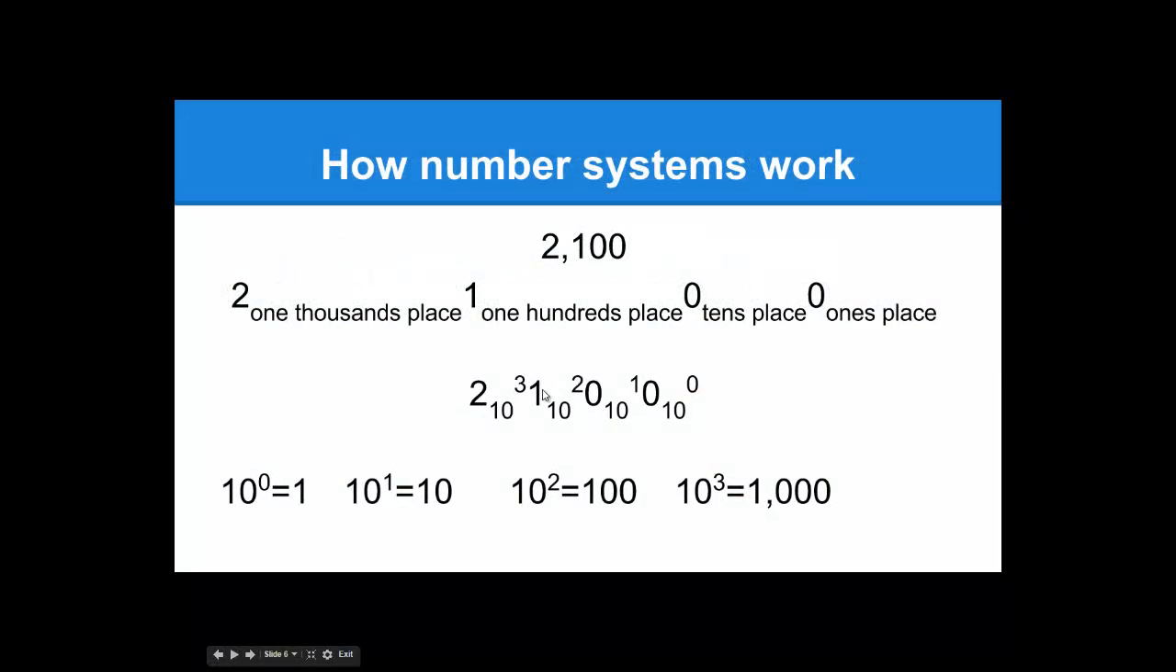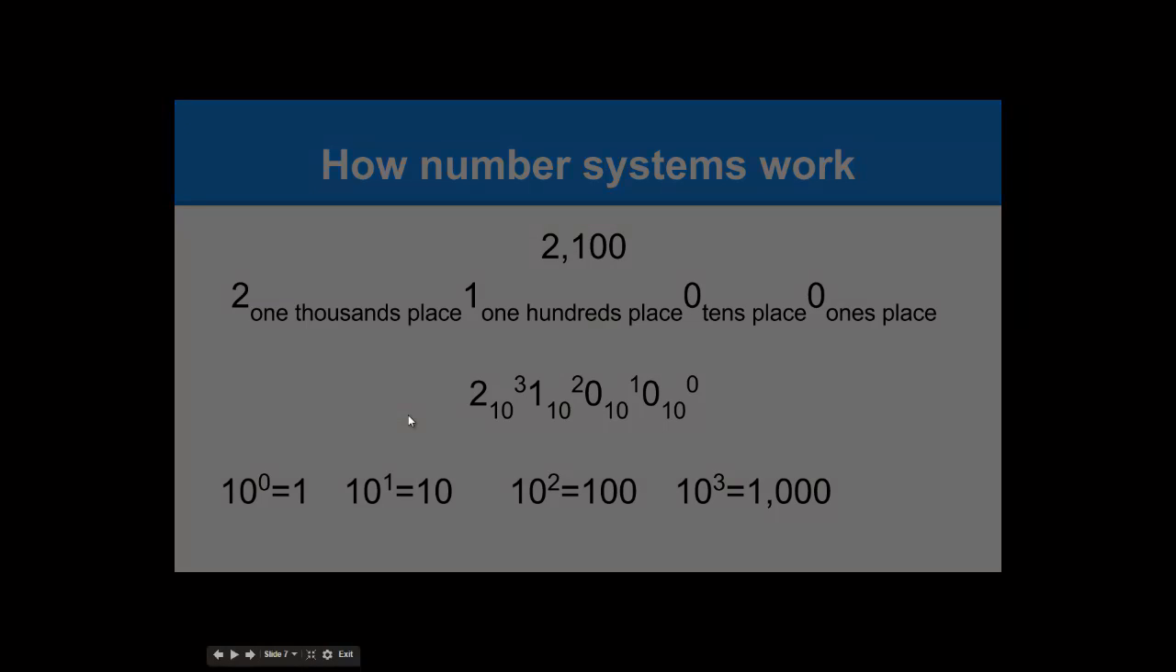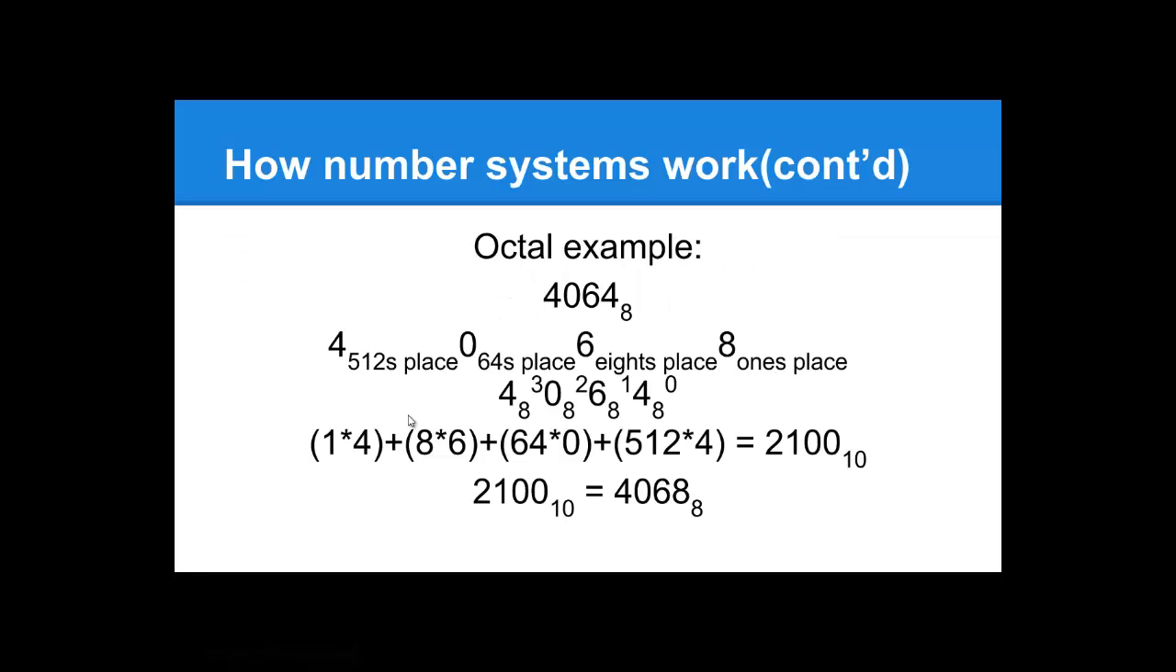All we did, we multiplied the place of the number with the number. So 1 times 0 gave us 0, 10 times 0 gave us 0, 100 times 1 gave us 100, 1000 times 2 gave us 2000, and then 2000 plus 100 plus 0 gave us 2100. And that's how the number systems work. All number systems, they work exactly like that.